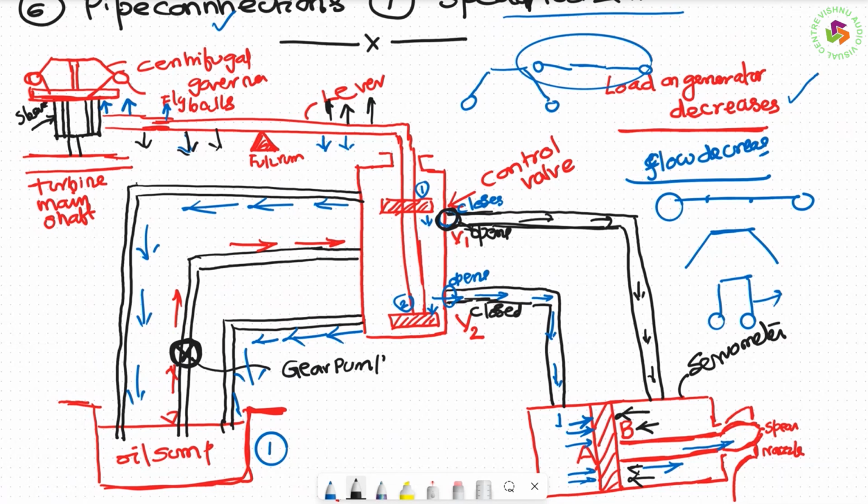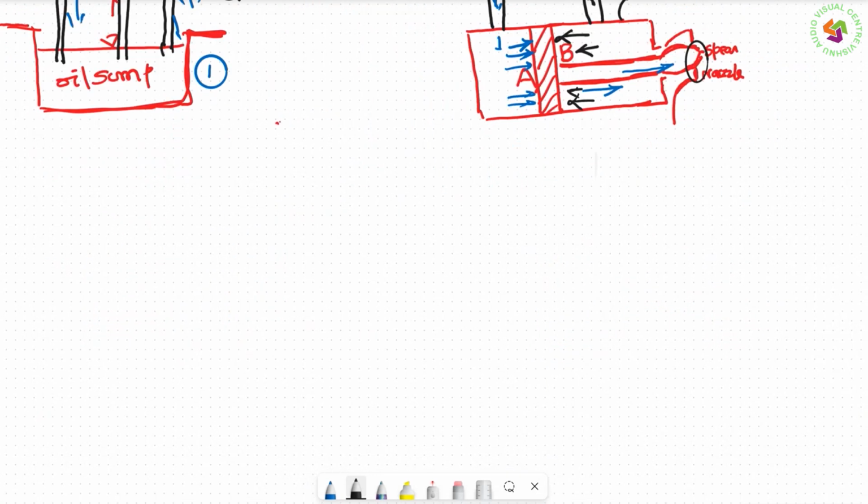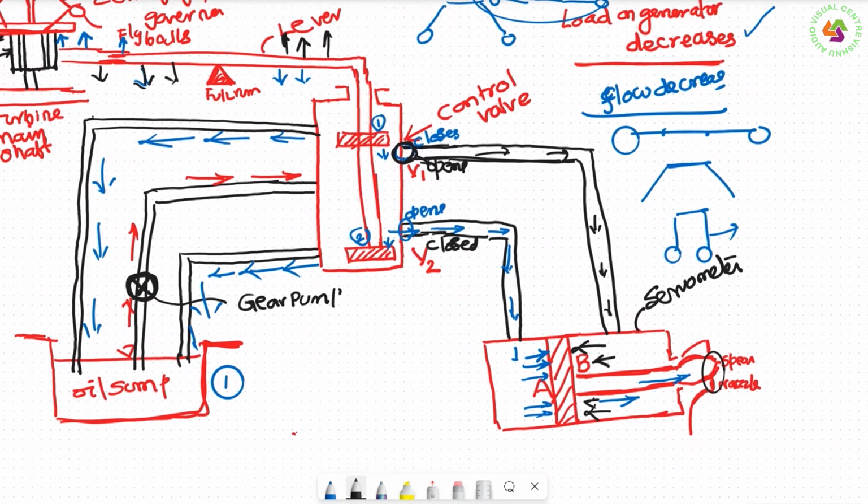When the oil enters onto the right side of it, it pushes the piston backwards. That means the spear gets opened up. When the spear is pushed back, the nozzle gets opened up. When the nozzle gets opened up, automatically the flow onto the turbine increases. When the flow onto the turbine increases, the speed of the turbine increases. Now what will happen then? Naturally it becomes normal speed, and the generator speed also becomes the normal speed.